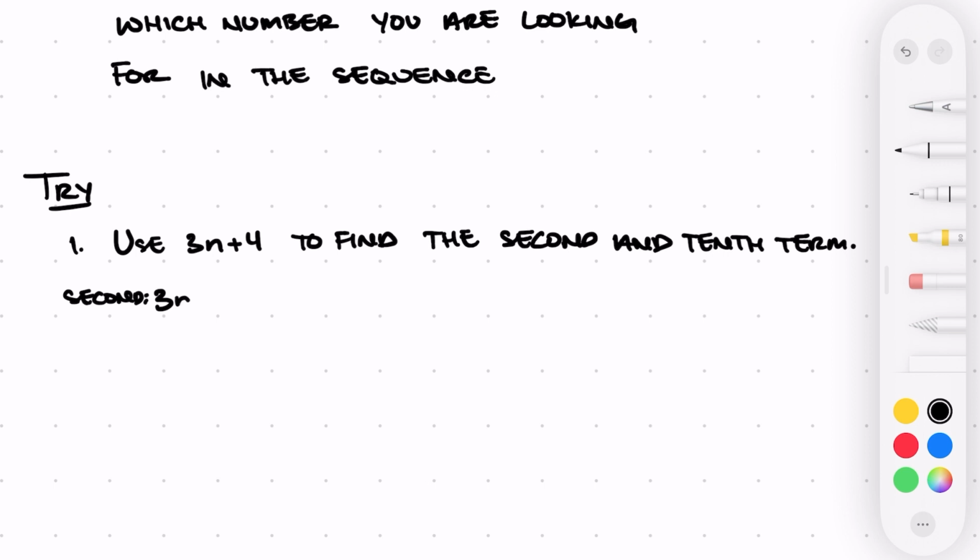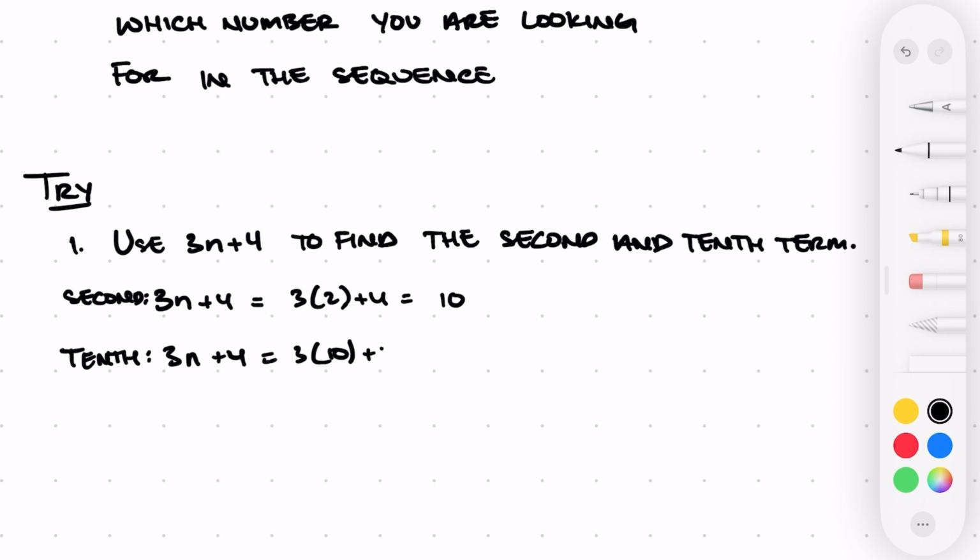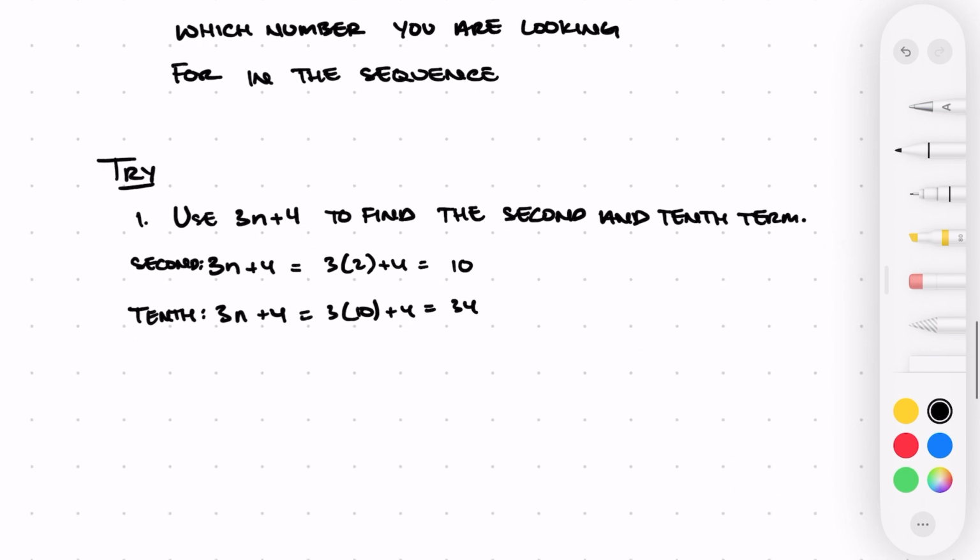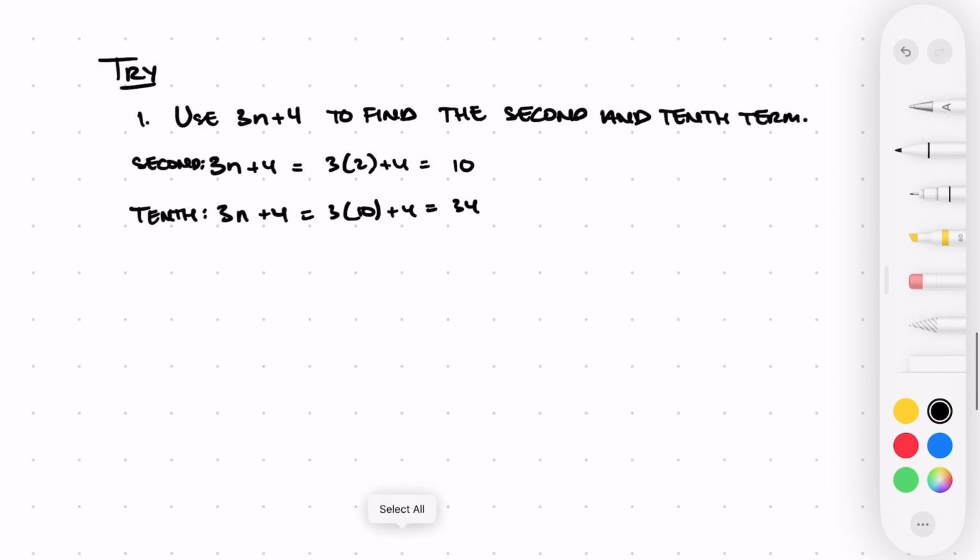I'm going to do 3n plus 4, which then will be 3 times 2, because that's the second number, plus 4, which then equals 6 plus 4, which is 10. Then the 10th number, same thing. 3n plus 4, 3 times 10 plus 4, and you're going to get 34. You see how this process makes the counting so much easier? You're not just counting each number one by one, figuring out what happens to those numbers. Okay, that's one example there.